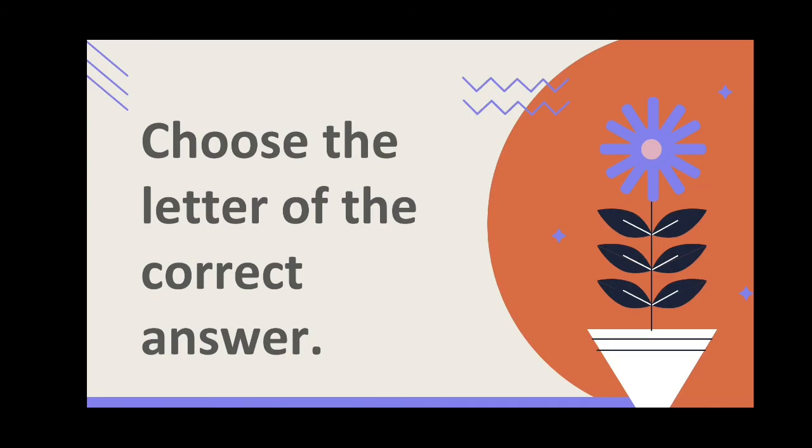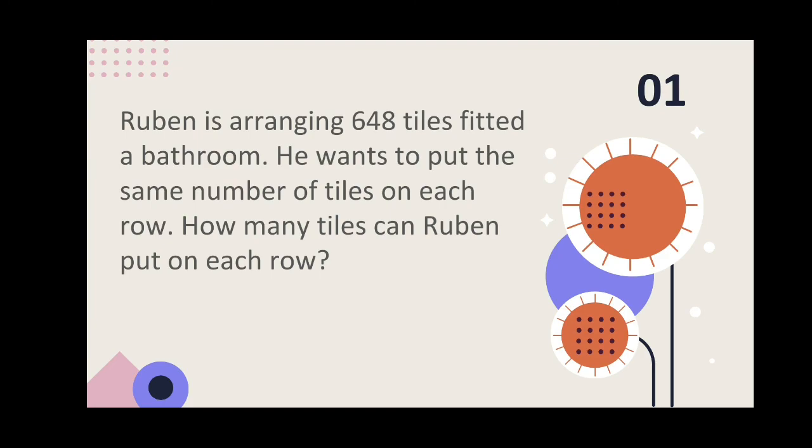Choose the letter of the correct answer. Number 1, Ruben is arranging 648 tiles fitted in a bathroom. He wants to put the same number of tiles on each row. How many tiles can Ruben put on each row? Letter A, 5. Letter B, 10. Letter C, 11. Or letter D, 12.